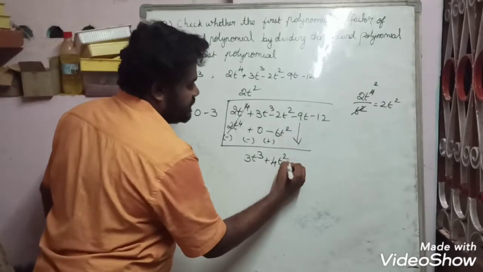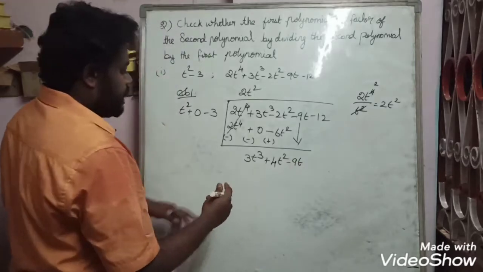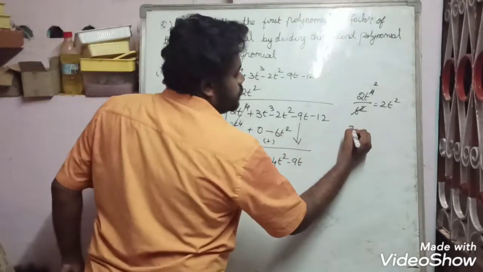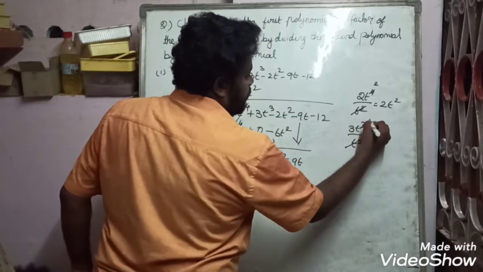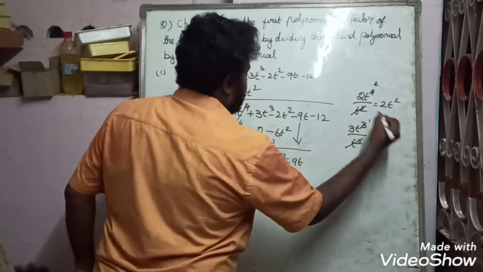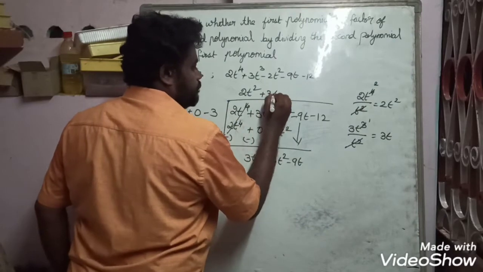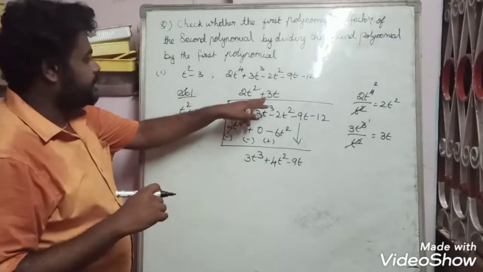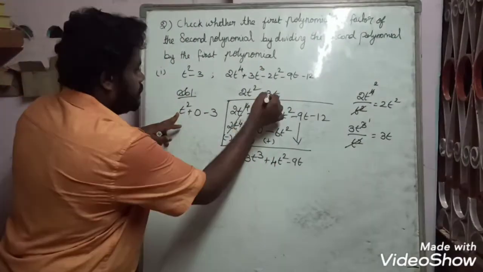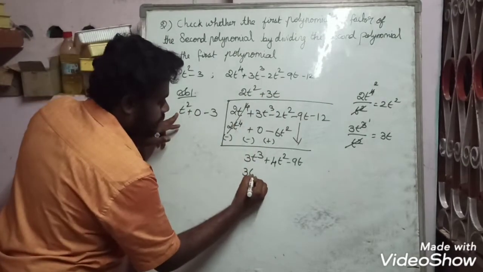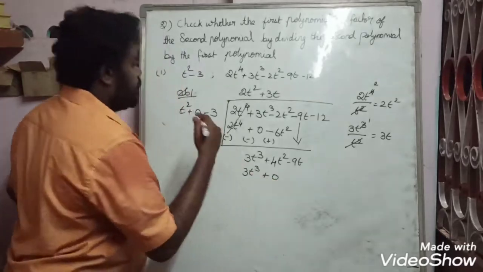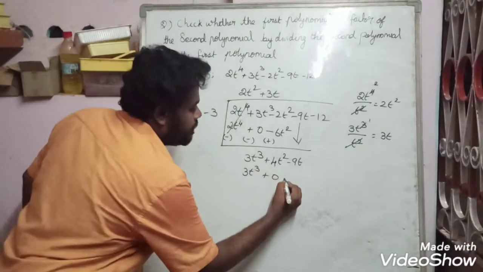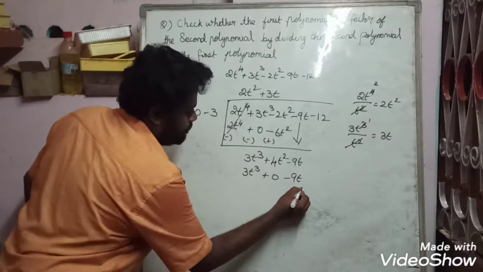We take minus 90. As usual we compare the first term. So 3t cube divided by t square, we get remaining 1, so 3t. So plus into plus, plus 3 into 1, 3t power 3. So the second one becomes 0 and then plus into minus, minus 9t.